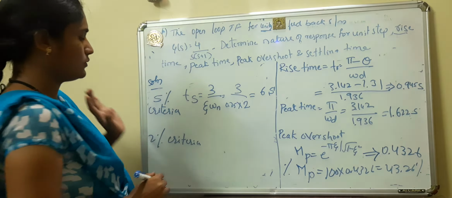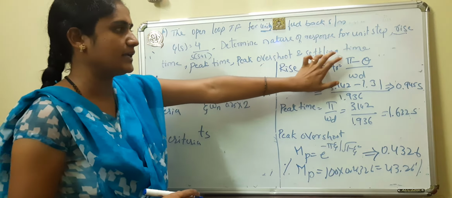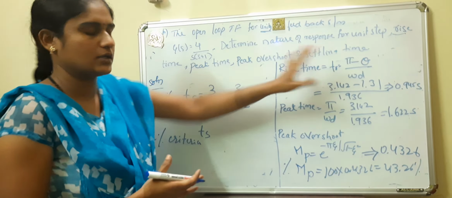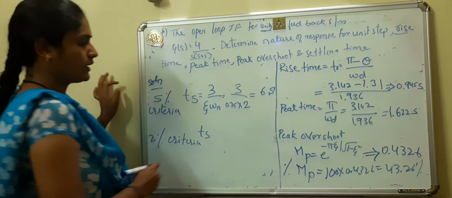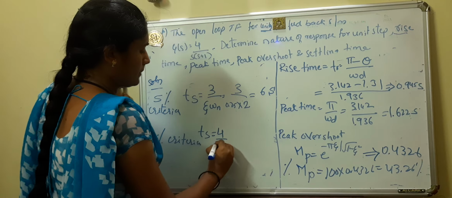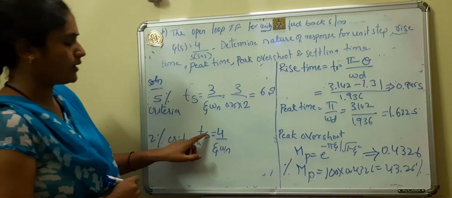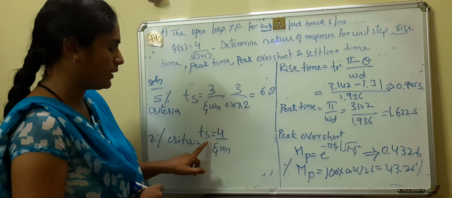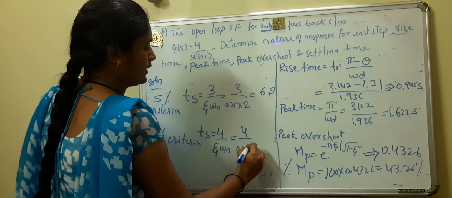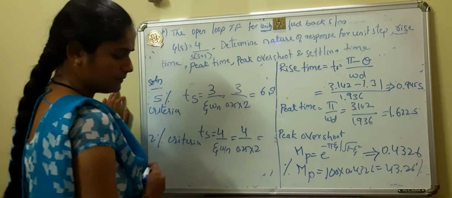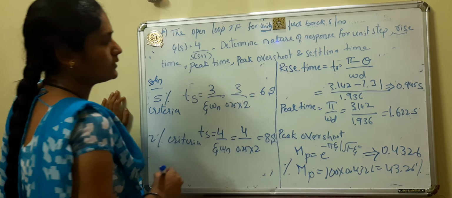3 divided by 0.5. If they have not specified whether 2% criteria or 5% criteria for settling time, then we have to solve for both 5% criteria and 2% criteria. Then for 2% criteria, settling time will be 4 divided by zeta omega n. That is 4 divided by 0.25 into omega n is 2. That is, after simplification of this one, we will get 8 seconds.